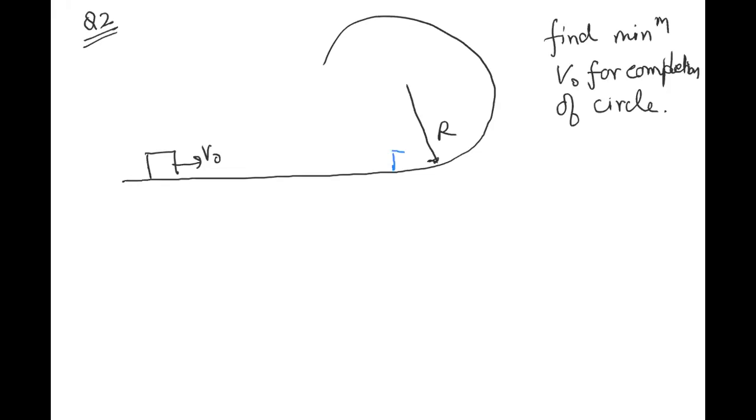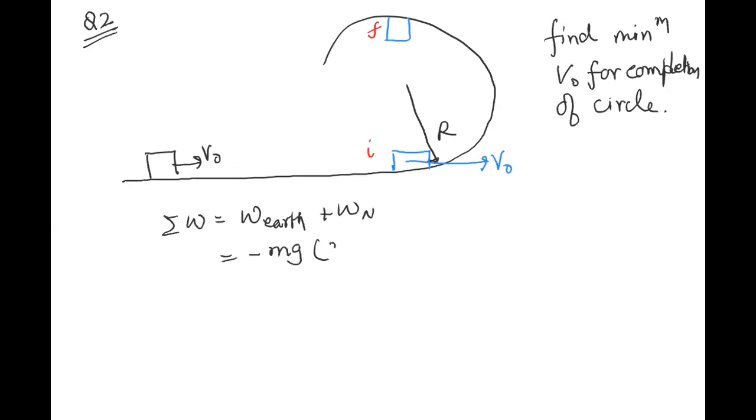So I will take this as the initial position and I will take this as the final position. Remember, बाकी किसी चीज में कोई चेंज नहीं आया. वर्क एनर्जी थ्योरम एज इट इज अप्लाई होएगा. So summation work will be work done by earth, and work done by normal reaction, which will be zero anyway. So work done by earth will be minus mg into 2r. क्योंकि ये यहाँ से यहाँ जो ऊपर गया है ये डिस्टेंस 2r.